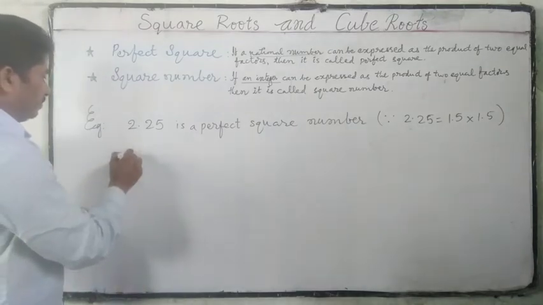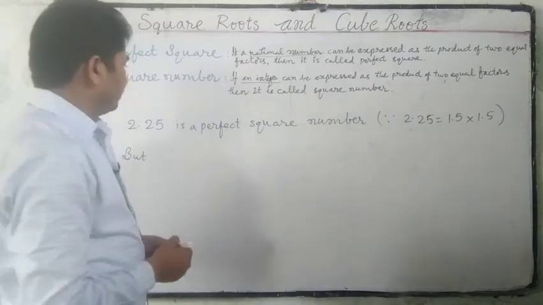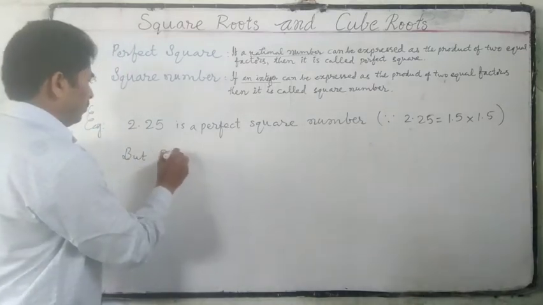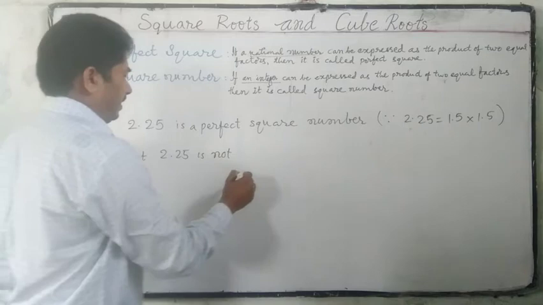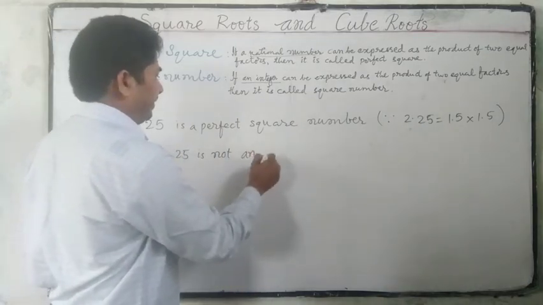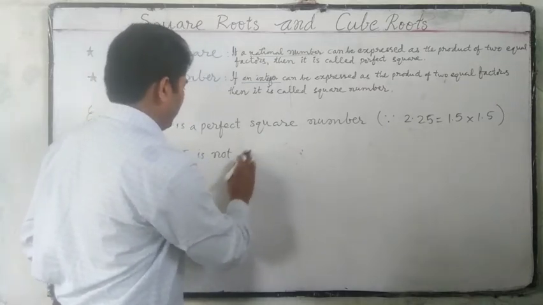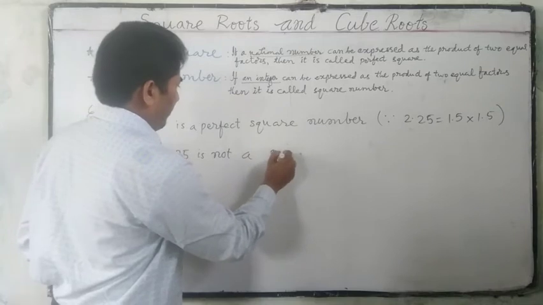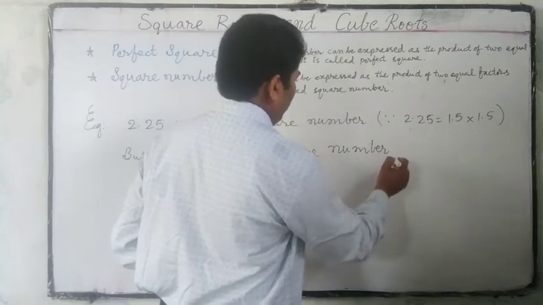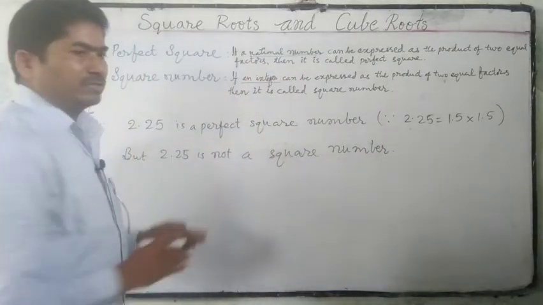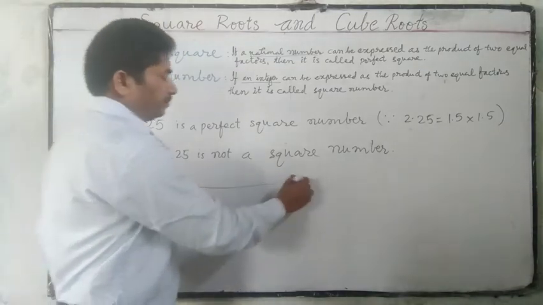But 2.25 is not an integer. So that's why 2.25 is not a square number. So this is the difference between a perfect square and a square number.